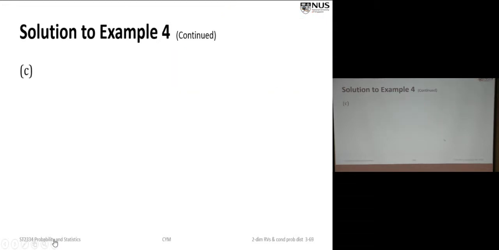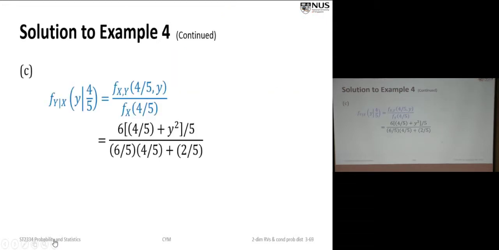All right. So for part C, we are asked to find the conditional distribution of y when x equals 0.8. So this is the joint PDF with x equal to 0.8. So I substitute x equal to 0.8. Simplified, I arrive at this expression. So this is the conditional distribution of y when x equals 0.8.